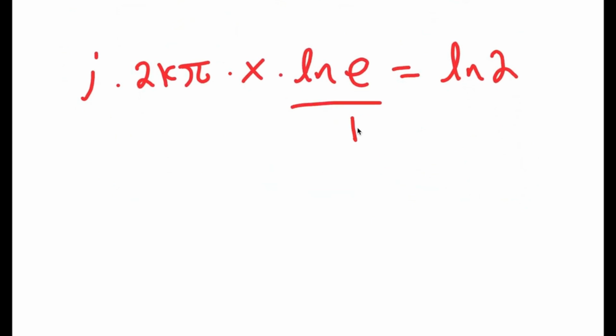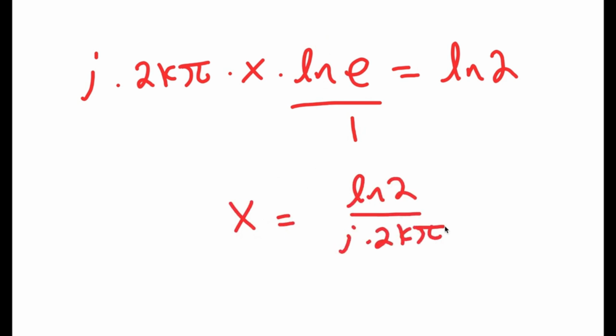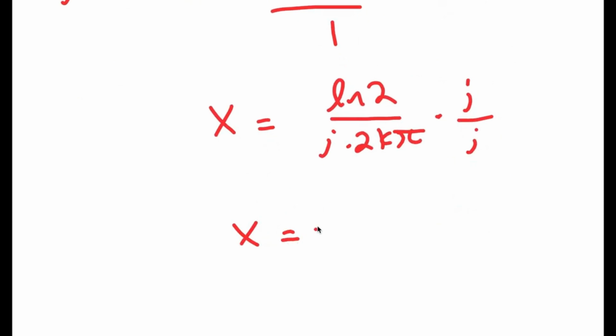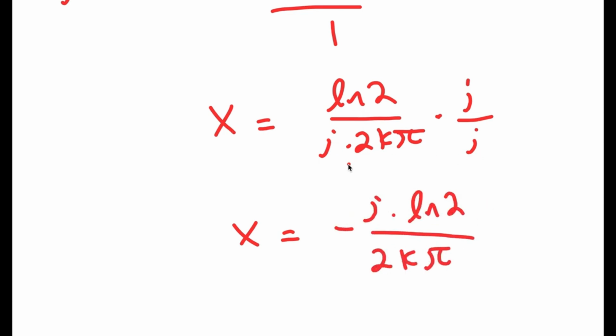Ln e is simply equal to 1. So I get x is equal to ln 2 over i times 2k pi. And now I'm going to multiply this by i over i. So I get x is equal to negative i times ln 2 over 2k pi, because i squared is negative 1. So this is my solution.